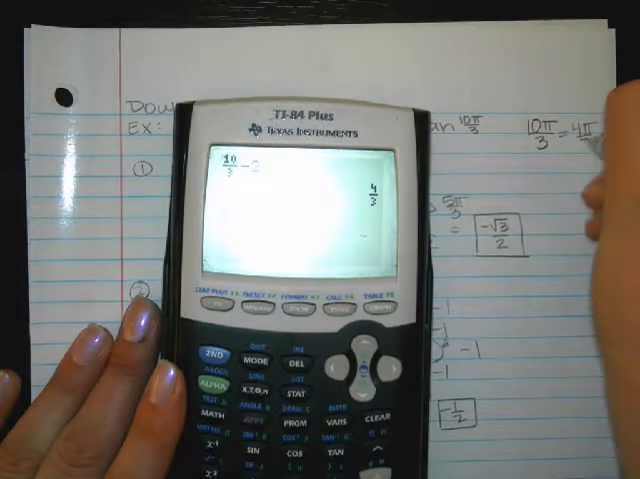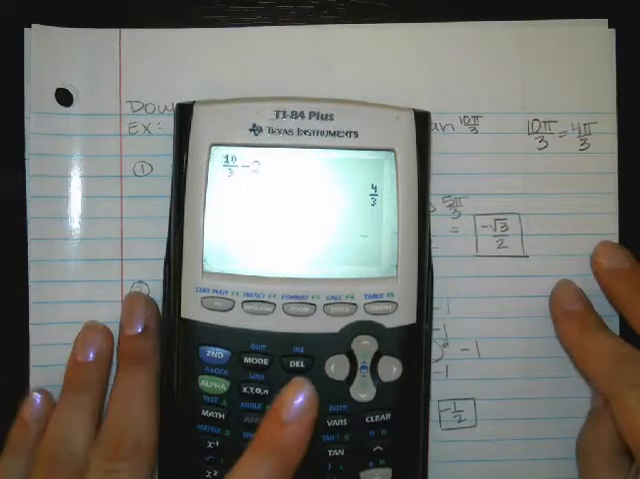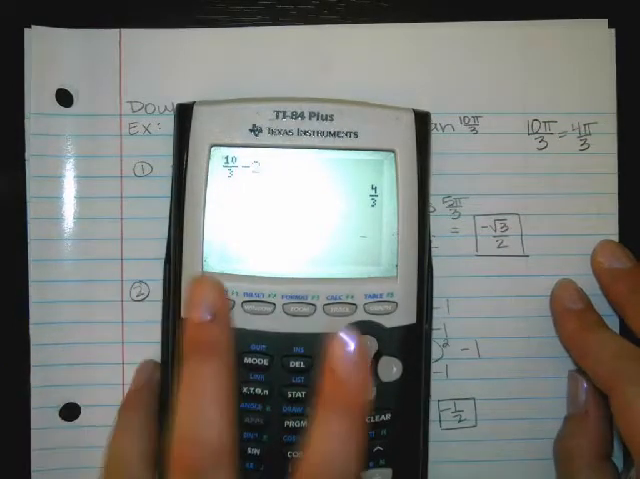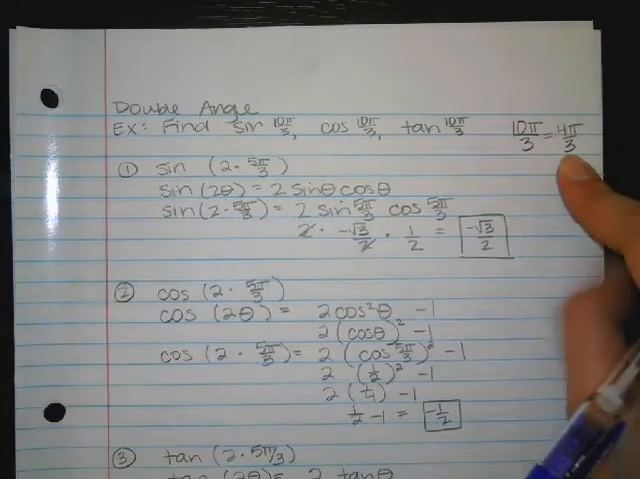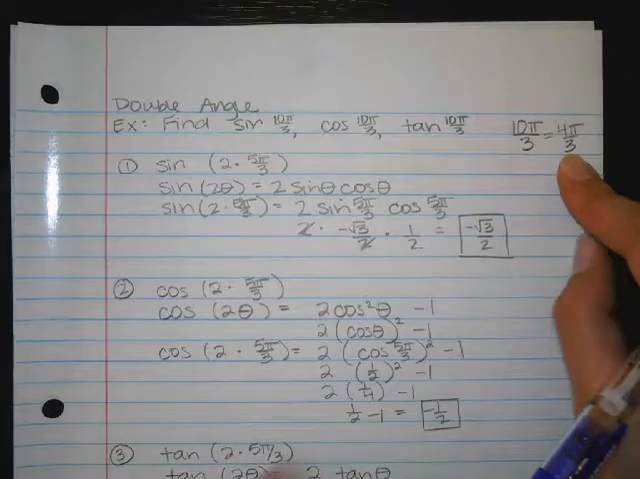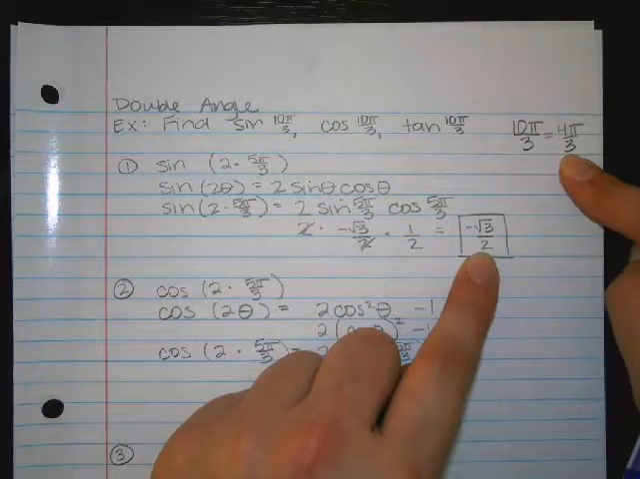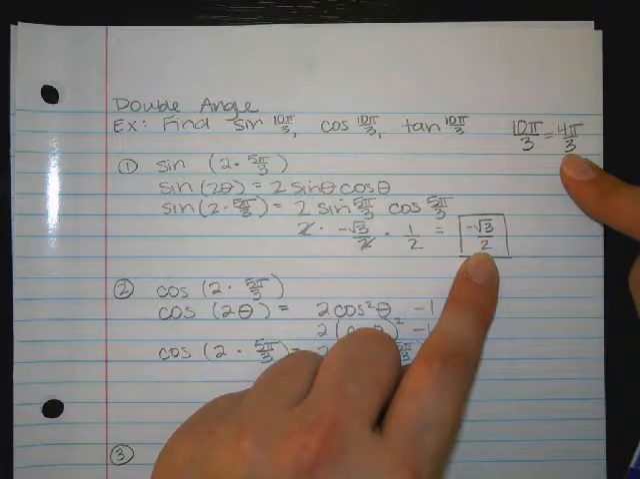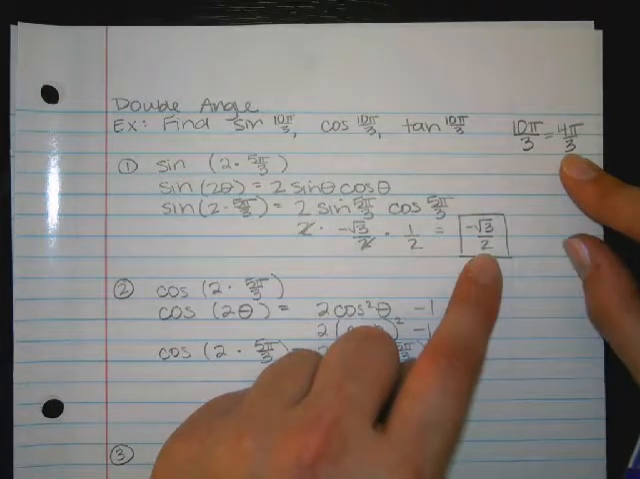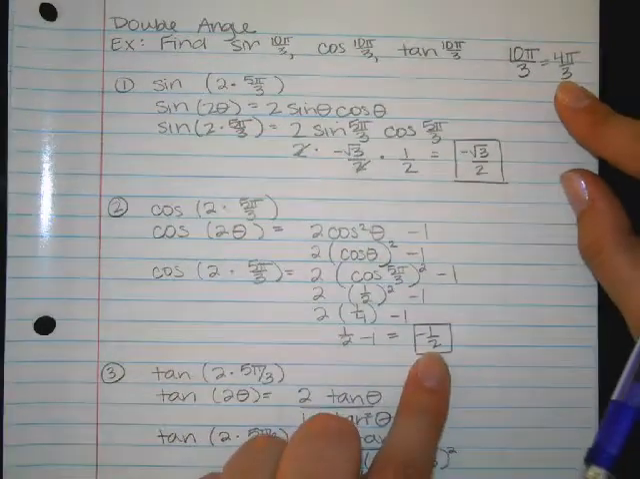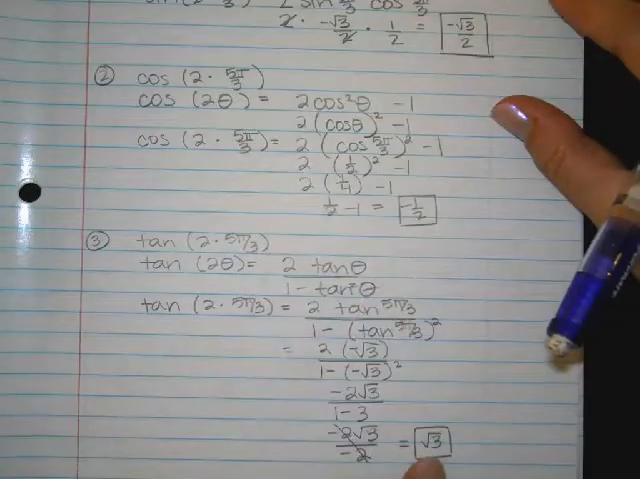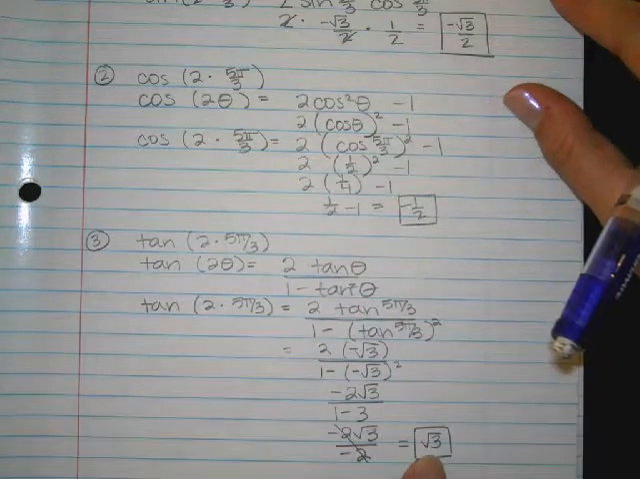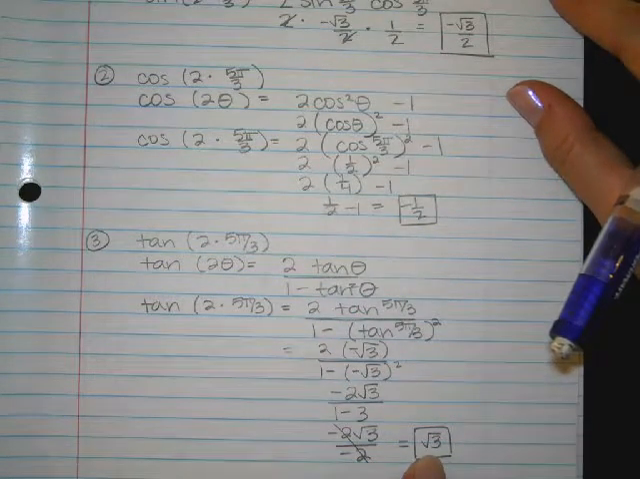Is 4 pi thirds on the unit circle? Yes, it is. So this is saying it's coterminal with 4 pi thirds. Is it true that the y coordinate of 4 pi thirds is negative root 3 over 2? Is it true that the x coordinate of 4 pi thirds is negative 1/2? And is it true that tan at 4 pi thirds would be just positive root 3?